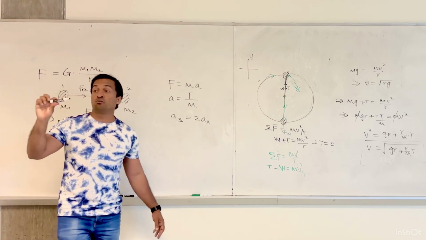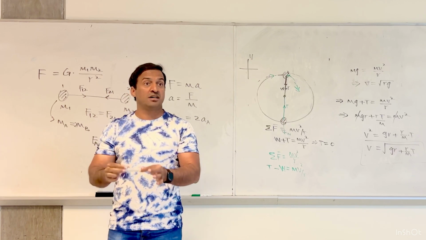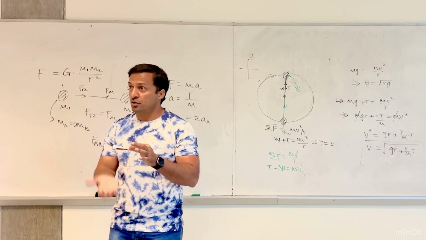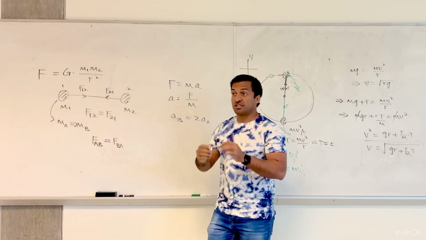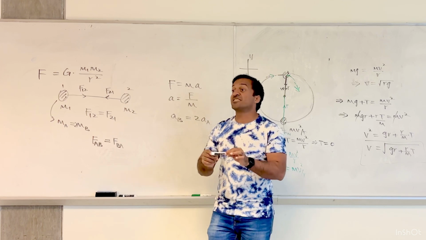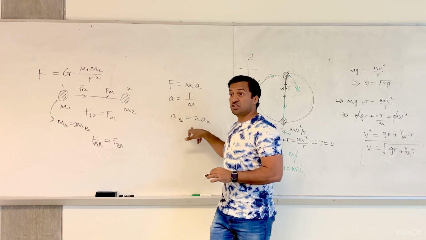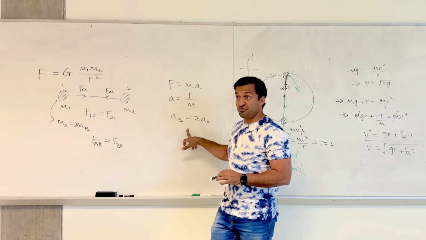This is exactly the reason why, if I drop this marker, you see it falling towards the earth and you do not see the earth coming up towards this pointer. The quantity responsible for the fall of this marker is the acceleration, and this is what you measure, not the force. The forces are the same, but the accelerations are different.